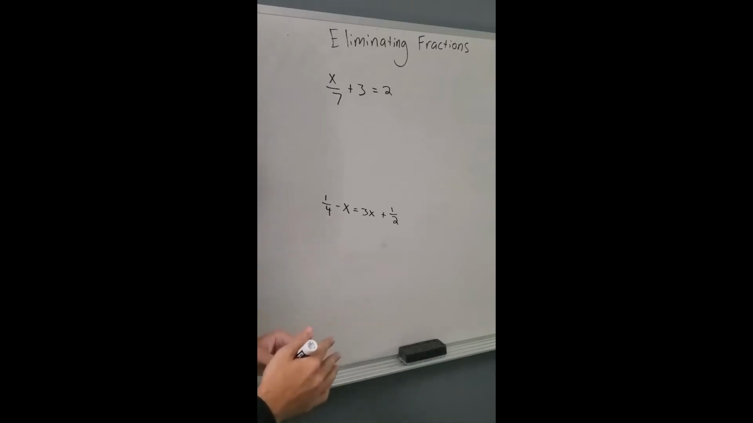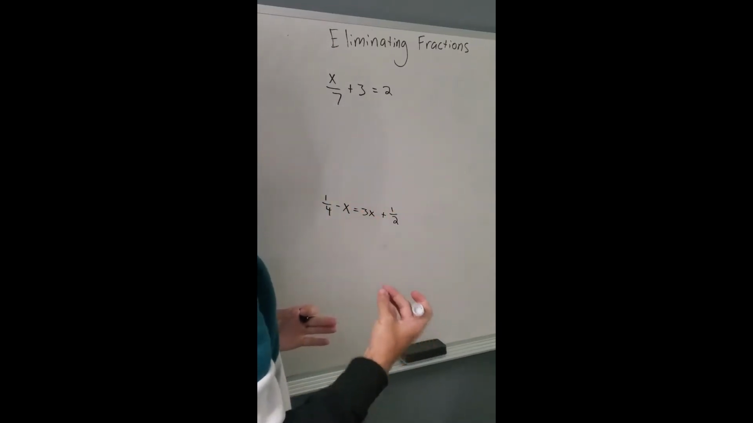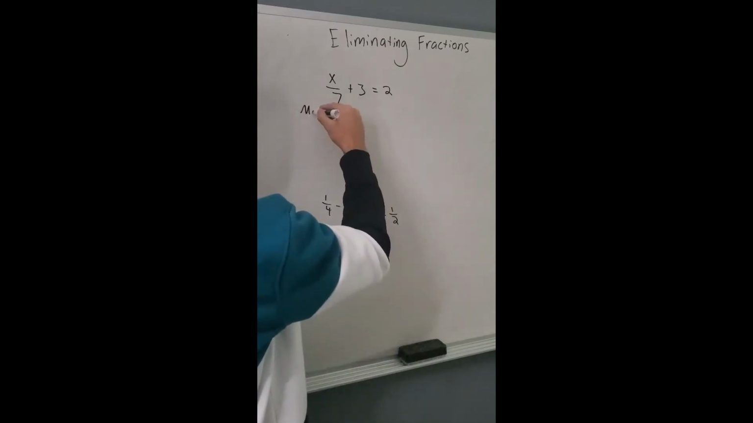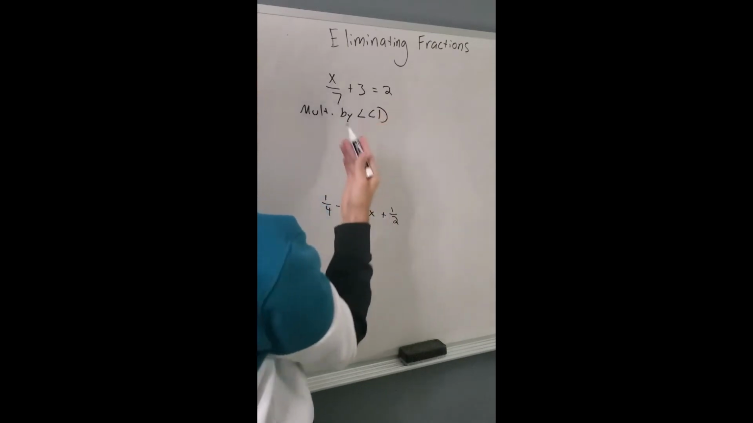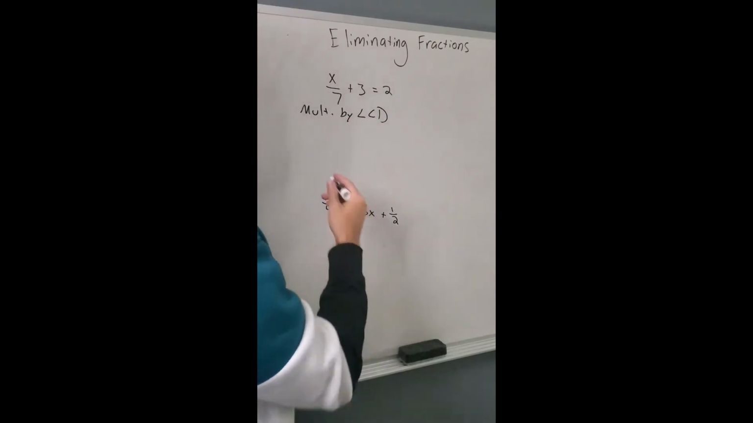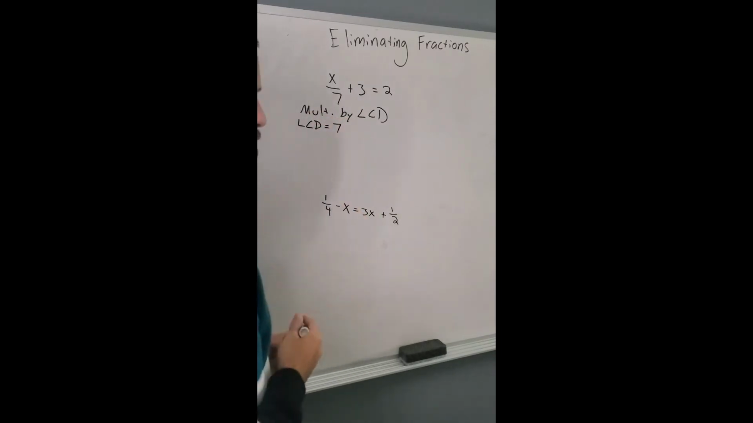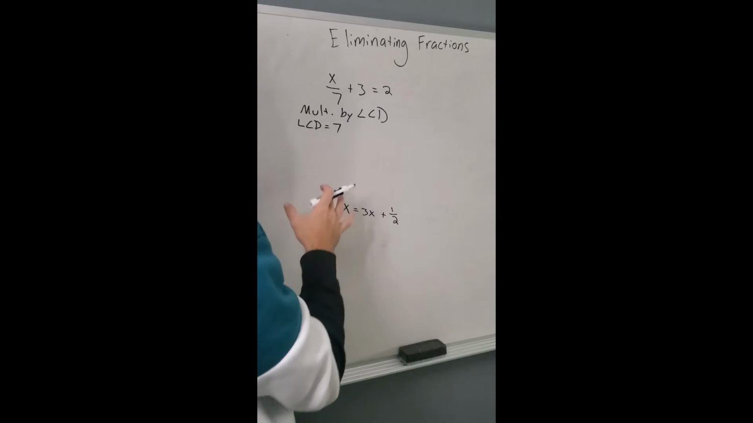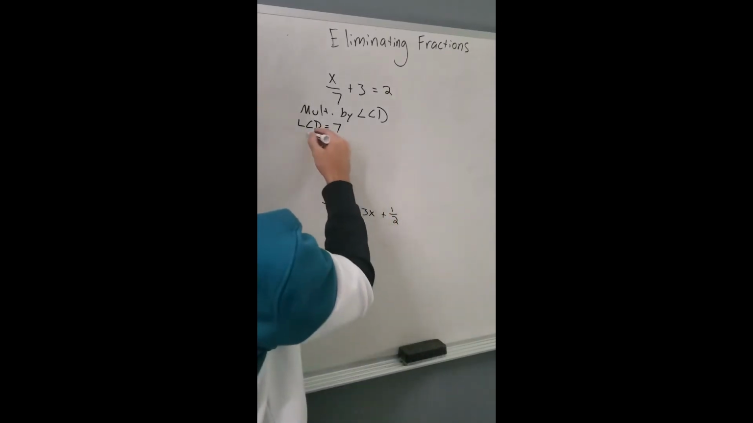The first thing we want to do is eliminate the fraction. The way you do that is by multiplying by the LCD. In our case, the LCD is very simple. There's only one fraction to focus on. The LCD, aka the least common denominator, is 7. So what we do is multiply the entire equation by 7. And yes, you are allowed to do that.